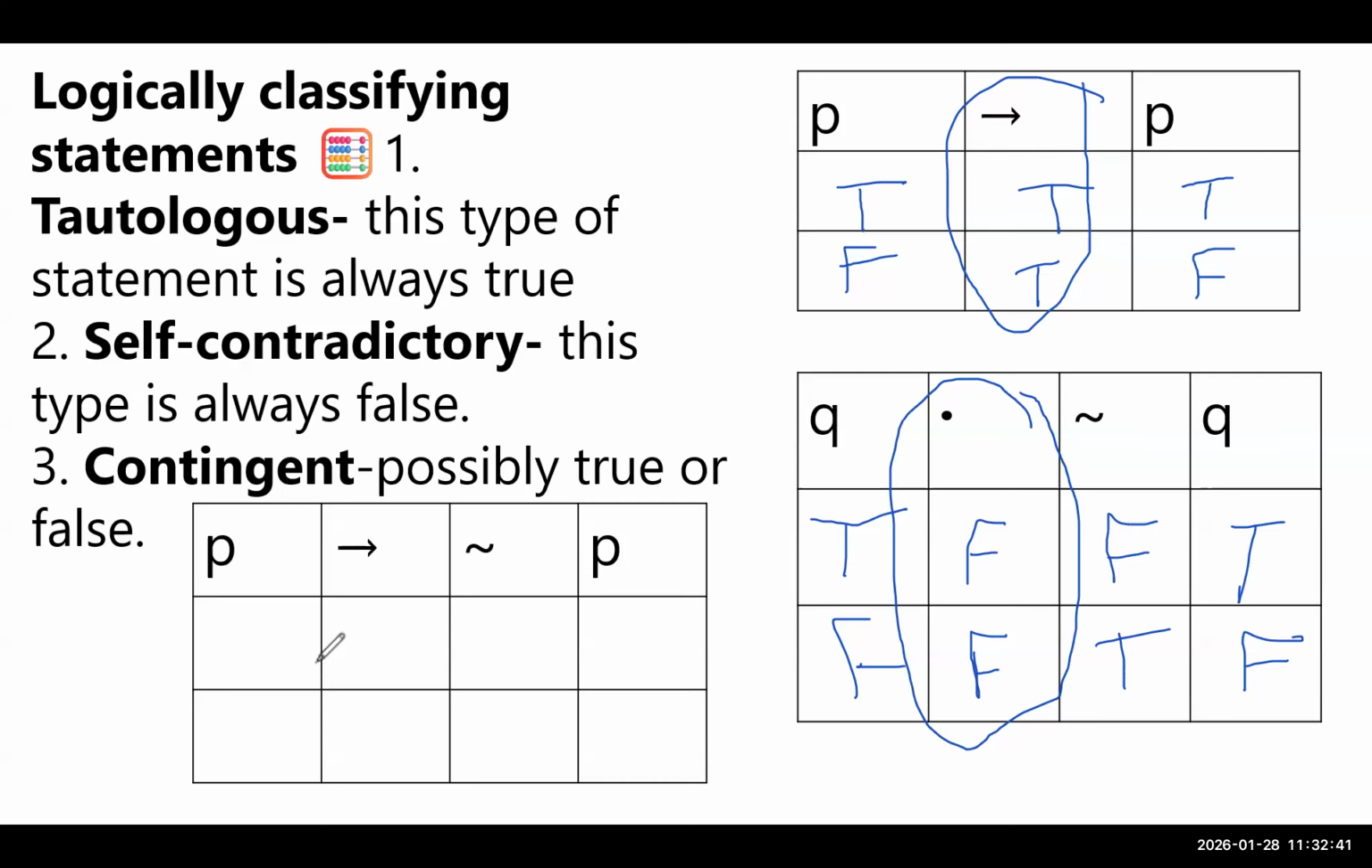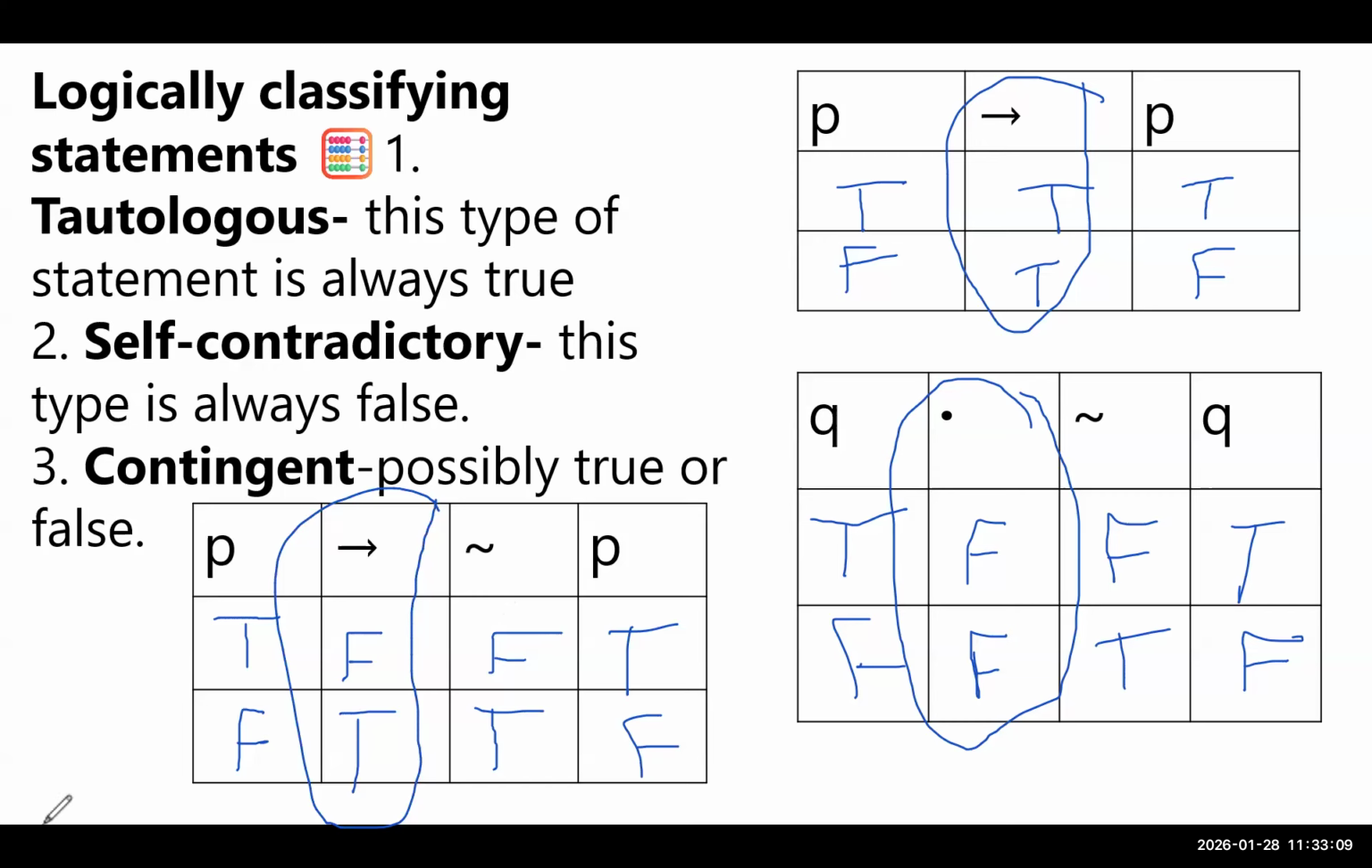The last possibility is contingent. This can be possibly true, possibly false. So far, those are the ones that we have been looking at. Chances are any statement will be contingent. So we're going to fill these all in. So here we go. True implies false is false, and false implies true is true. So this one is sometimes true, sometimes false. So that's how you categorize the different statements in relation to themselves.